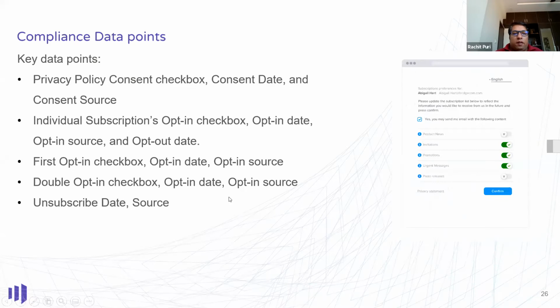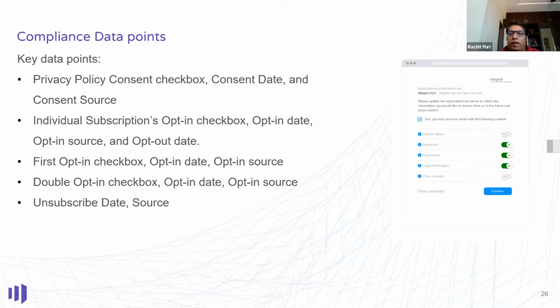Adding on to that, here are some of the key data points that we feel you should keep in your Marketo instance, especially with GDPR and CCPA. Make sure that you're capturing the privacy policy consent, the date when you got the consent, and the source. The source could be, for example, a contact us form that someone filled out. It doesn't have to be the actual source from where the person came. It just has to be the source where the consent was captured.